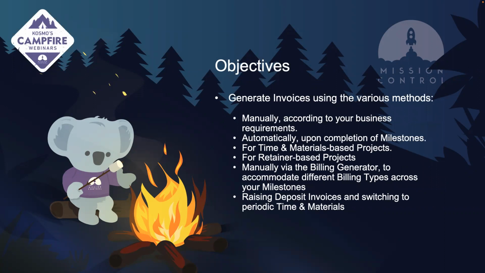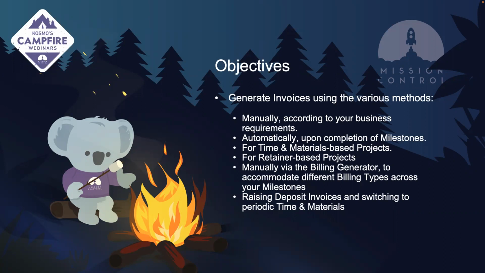All right, the objectives today will be to generate invoices using the various methods. So manually, according to your business requirements, you can just go in and create your own fixed price or time and material billing events. You can also automatically generate your invoices upon completion of milestones. We will also cover periodic billing for time and material based projects, retainer-based projects, and generating your fixed amount over a period of time for those kinds of projects.